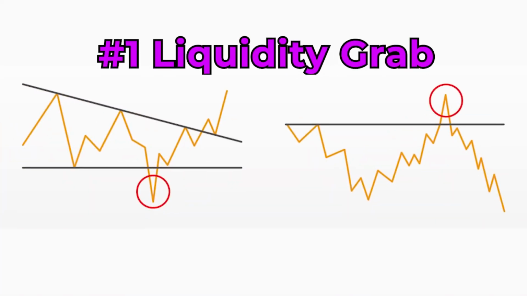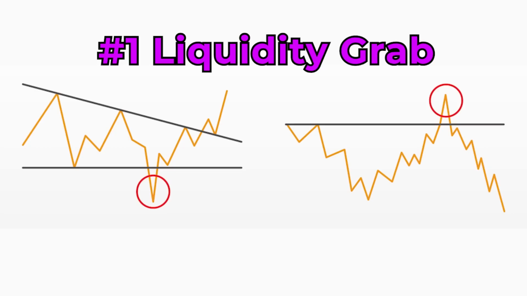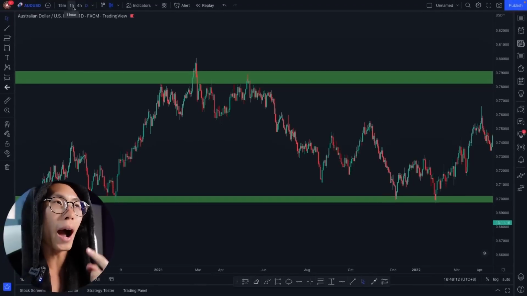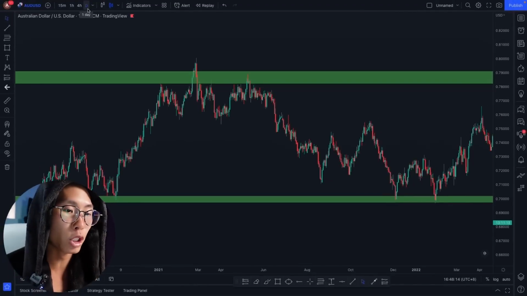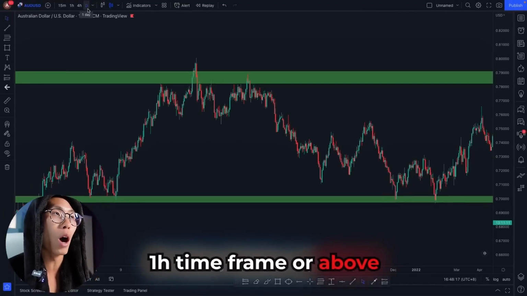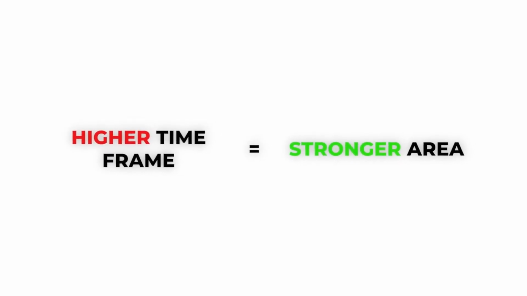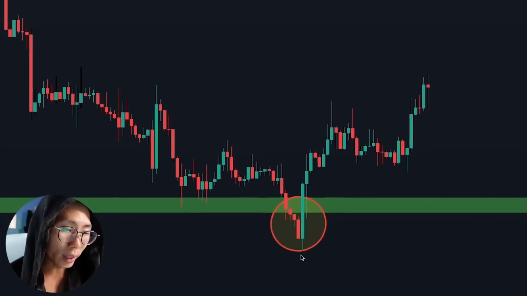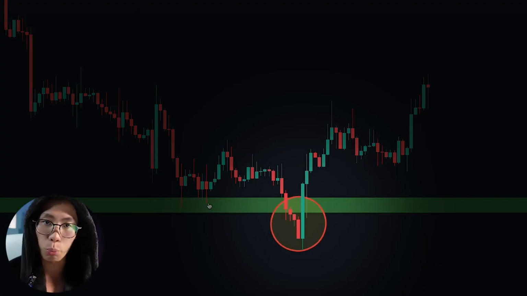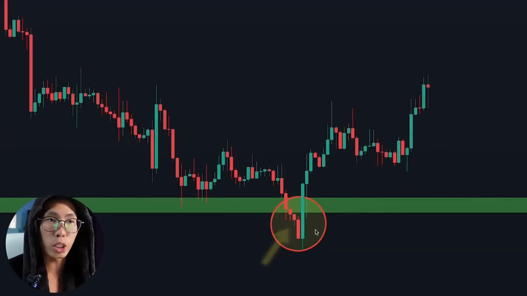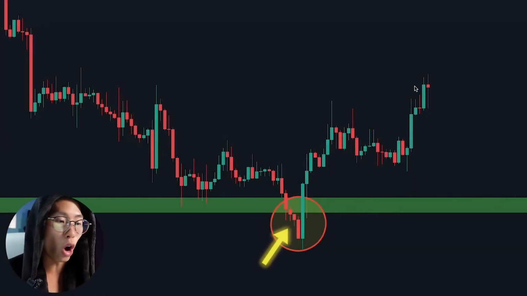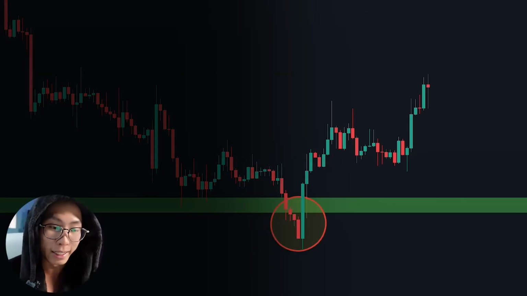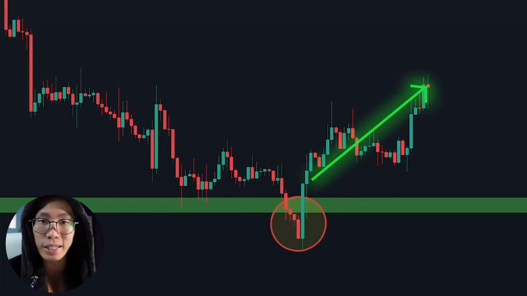The first method is what we call the liquidity grab at a supply or demand zone. Firstly, you need to identify a strong supply or demand zone on the higher time frame, like the 1 hour time frame or above. The higher the time frame, the stronger the area will be. What you want price to do is a liquidity grab. So what is a liquidity grab? A liquidity grab is basically a forced breakout, in this case where price breaks through a recent high or low, does a fake out like this, and then reverses in the opposite direction.